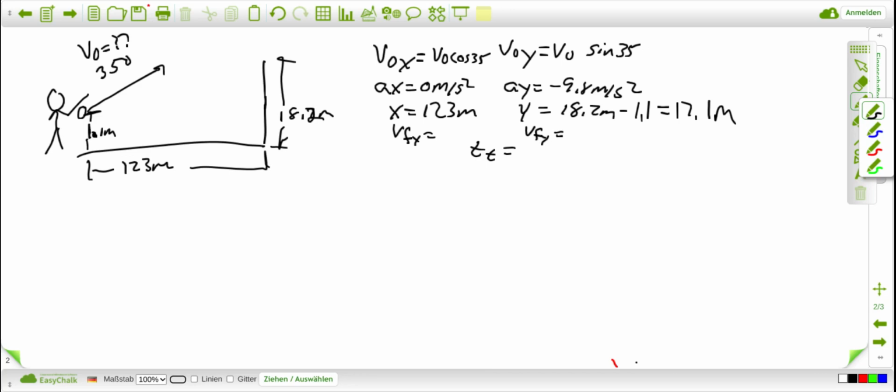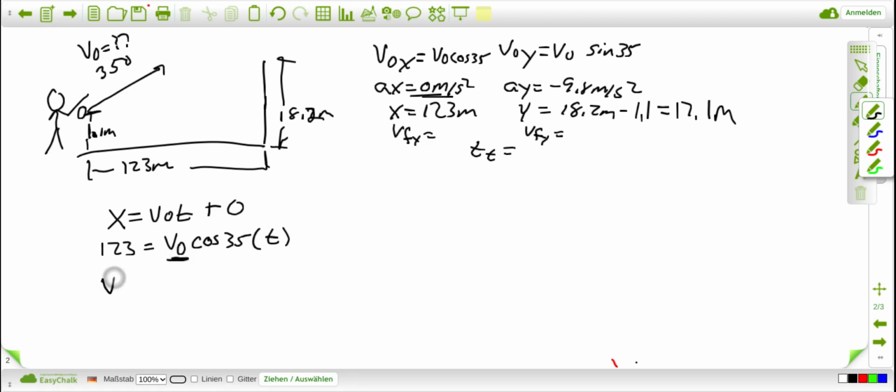So you create a set of equations using x equals v initial t plus 0 because the acceleration is 0. So you would have 123 is equal to v initial cosine 35 times t. That's two unknowns. And so there's two ways of solving this. The easiest way of solving this is to solve it for v initial.